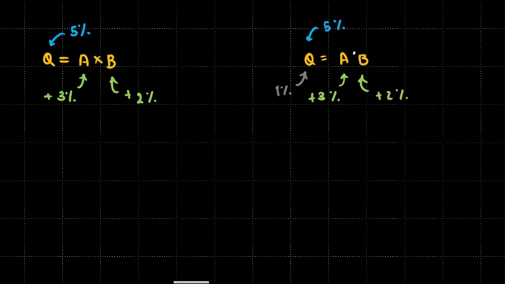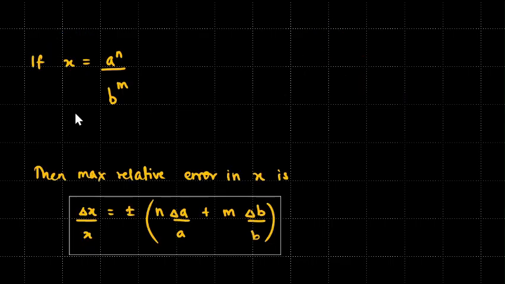I'm changing the color to make it look pretty, I guess. So let's look at some formulas. I think I will try to explain the formula. So I wrote x equals to a to the power n divided by b to the power m. So let's see what will be the percentage error in this case.